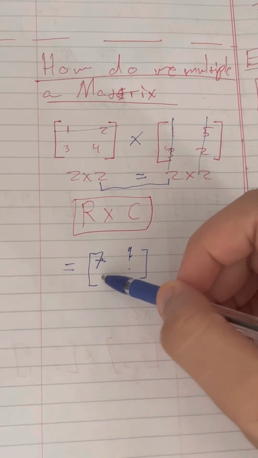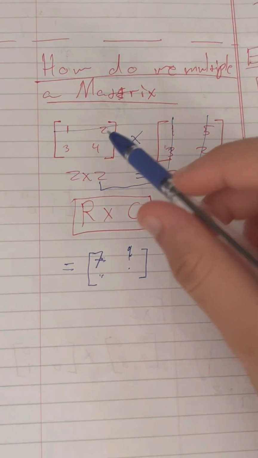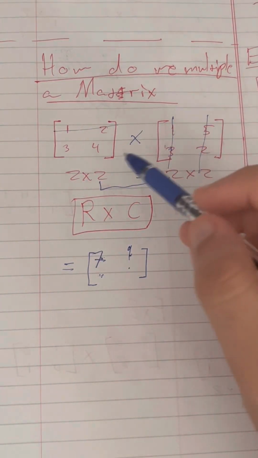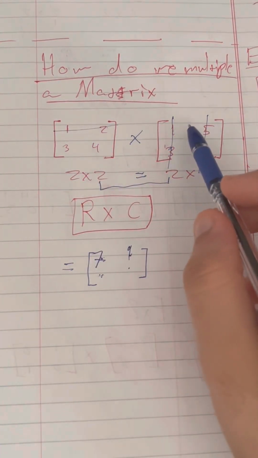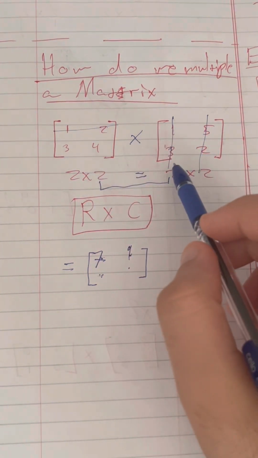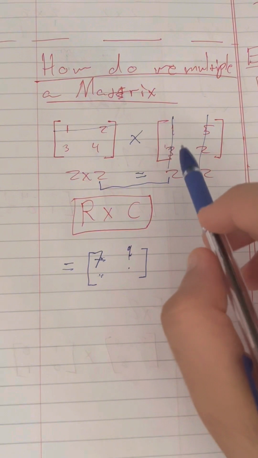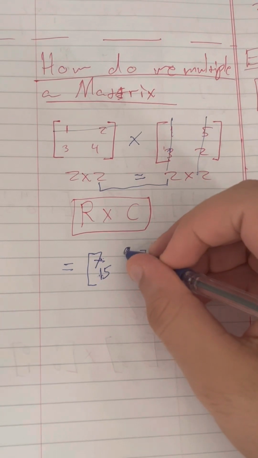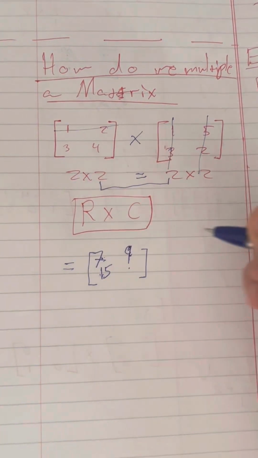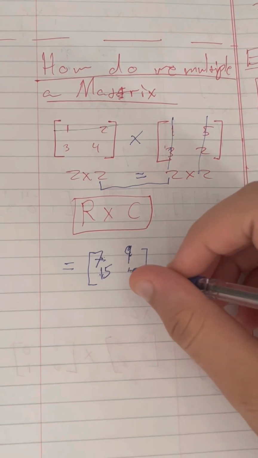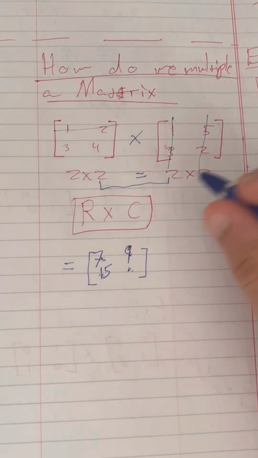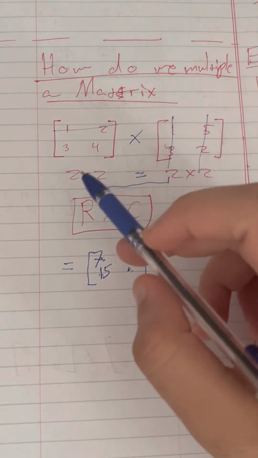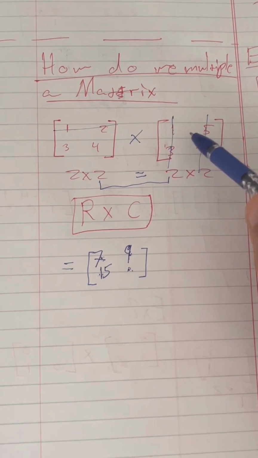Now here, in the third element, it's located in the second row, but first column, so it goes like this, but straight down here. So 3 times 1, 3. 4 times 3, 12. 3 plus 12, 15. Let me just make this more clear. This is a 9. Now here, the fourth element, it's located in the second row and second column. So 3 times 5, 15. 4 times 2, 8. 15 plus 8, 23.